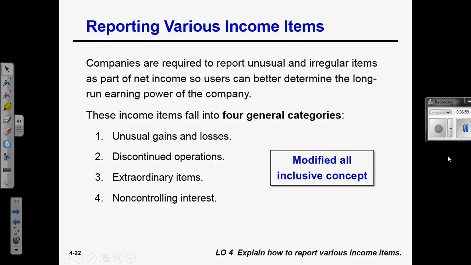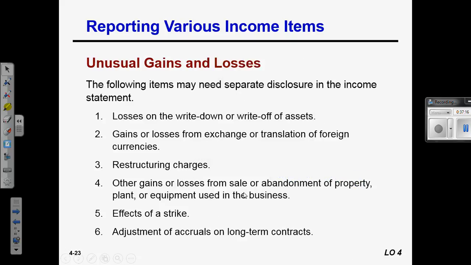So this is a tough area. Okay, so we've got these things to worry about. Unusual gains and losses are going to go in the non-operating area. Discontinued operations is going to go separate. So is extraordinary items. And then the non-controlling interest we're going to work about too. We're going to separate. Okay, so this is a modified all-inclusive concept.